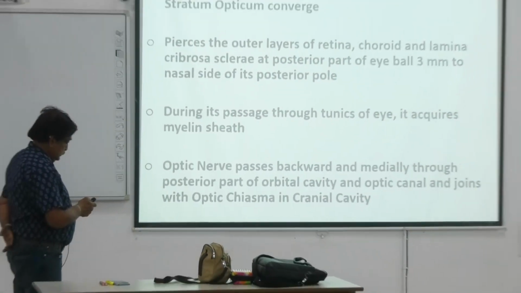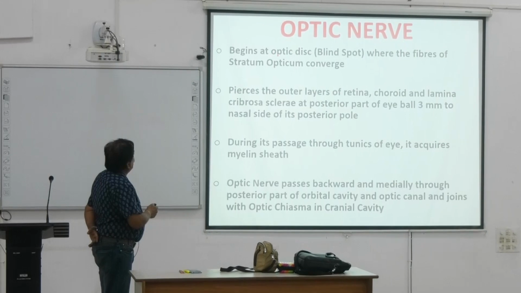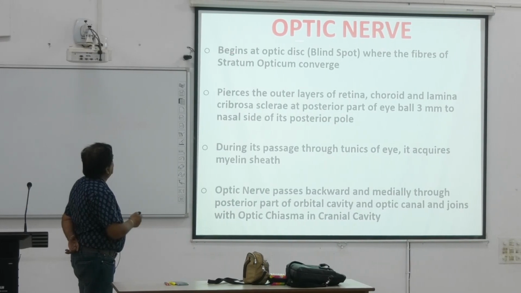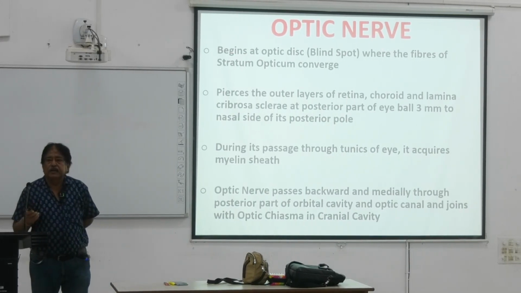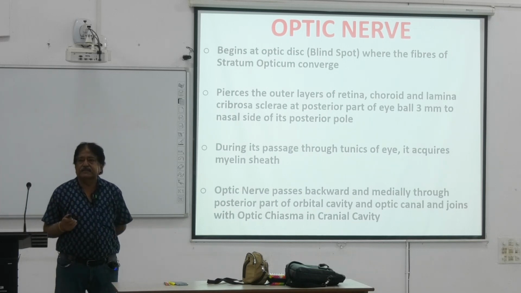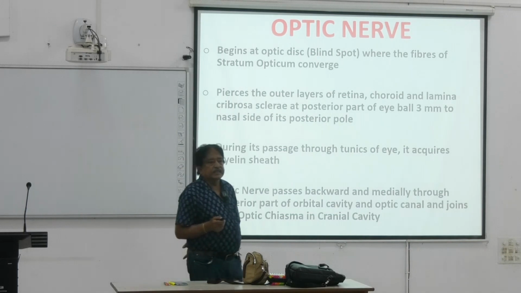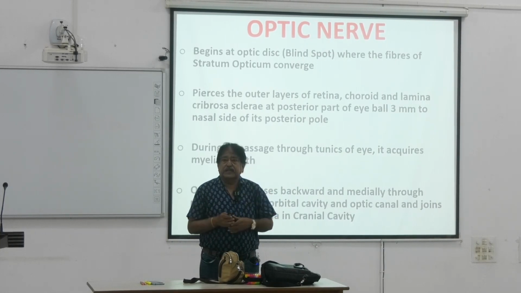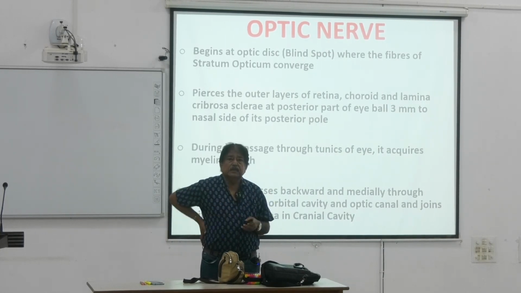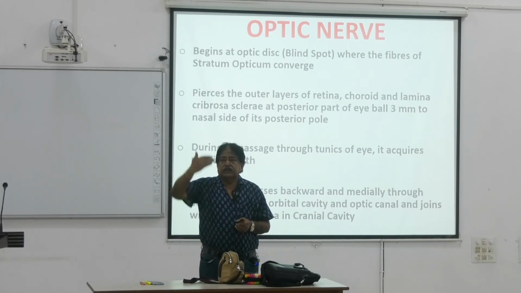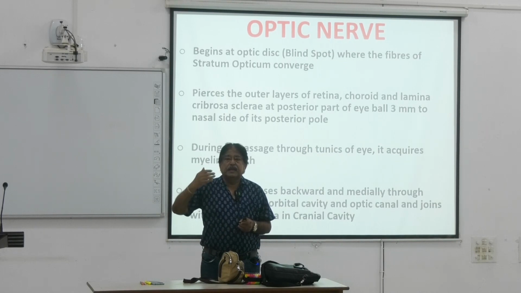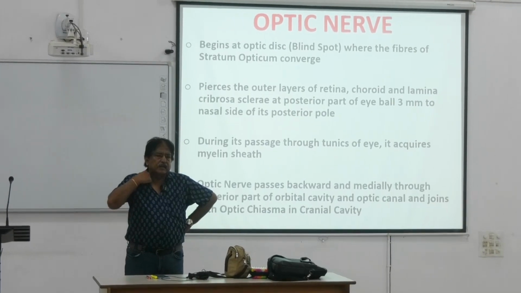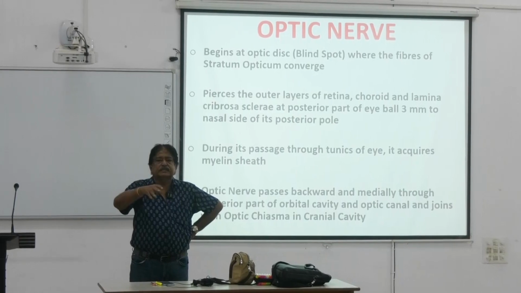Now, the optic nerve begins at the optic disc, the blind spot, where the fibers of the stratum opticum converge. Just for your interest, I would say that you download Gray's Anatomy and see a section of the eyeball, a histological section, the optic pathway picture and its total relation in the brain.